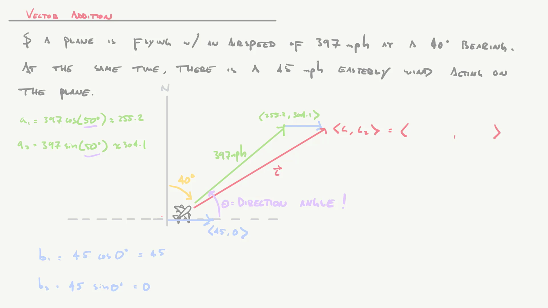Now, here is the cool part. To find the position vector for C, just realize that this plane vector has moved us horizontally to 255.2, right? So it's gone to here, right? And then the wind vector is just going to put us another 45 units to the right of that. So you're literally just adding the x coordinates to figure out the horizontal component for the resultant vector. In a similar manner, you're just going to literally add the y coordinates, the vertical components for each vector in the sum to find the resultant vector's vertical component. In this case, it's 304.1 plus 0, which is just 304.1.